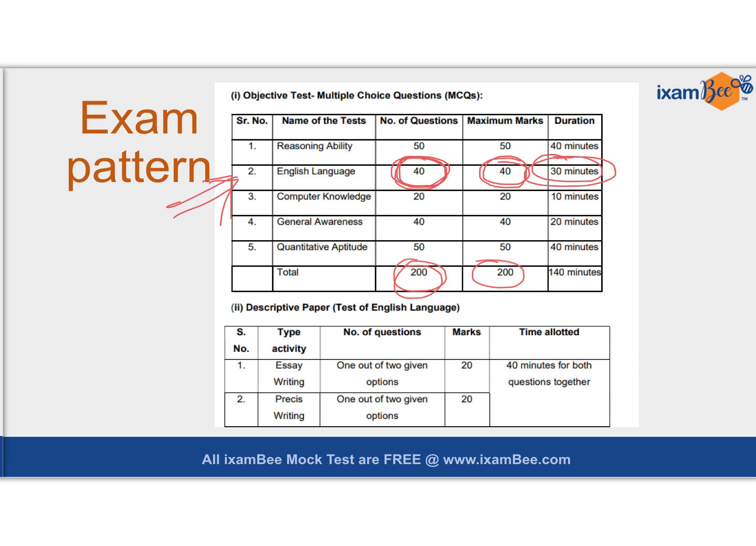Okay. Also, you can see that one descriptive paper would be there. In your descriptive paper, 2 questions you have to do, essay writing and précis writing, 20 marks each. So in this video, we are going to focus on this part, MCQs part, English language, 40 questions. In the next video, we'll see the descriptive paper.